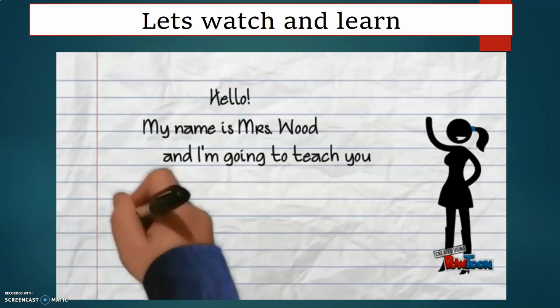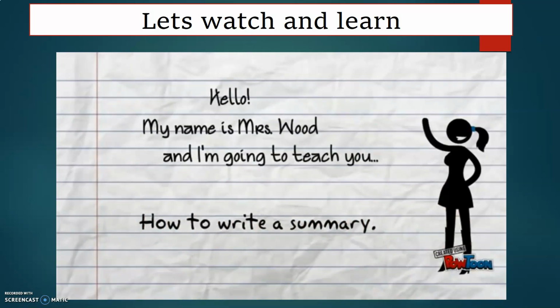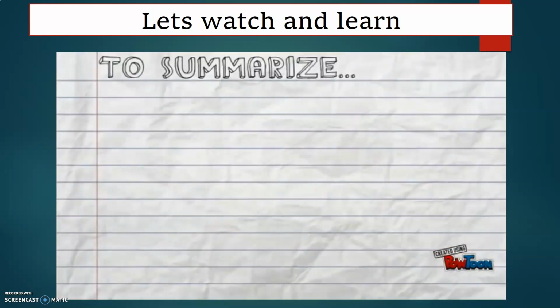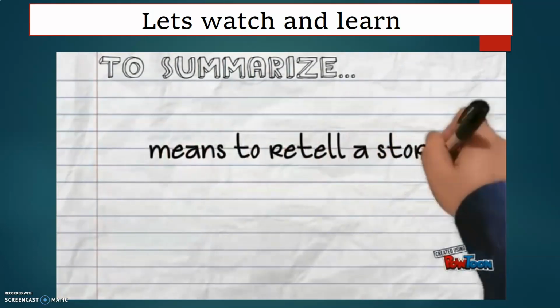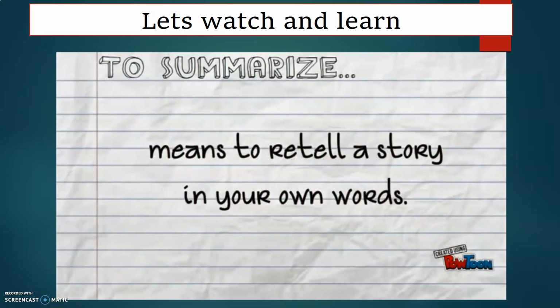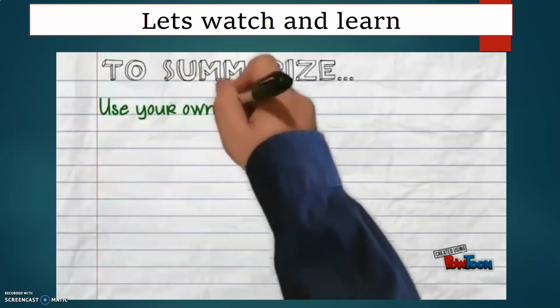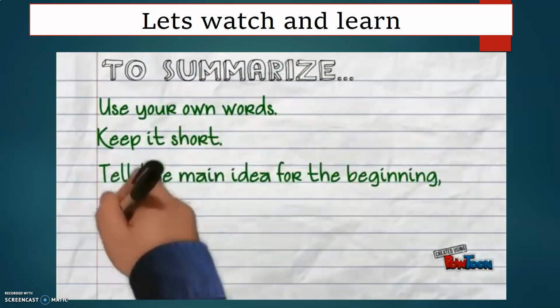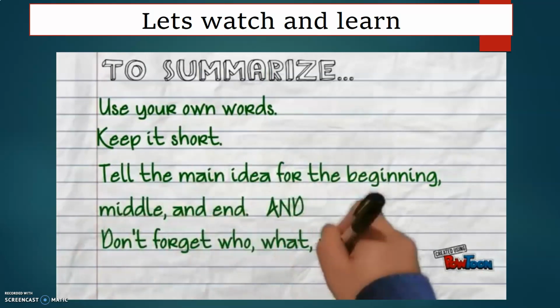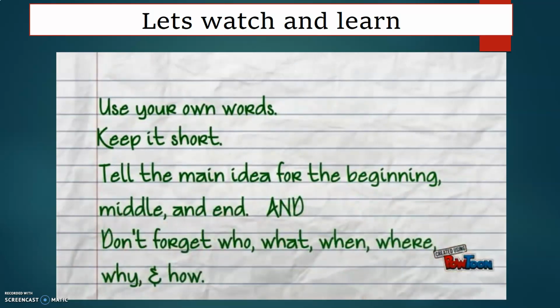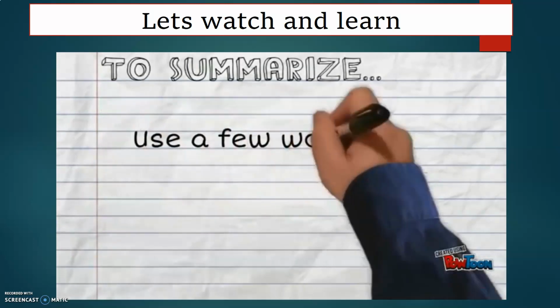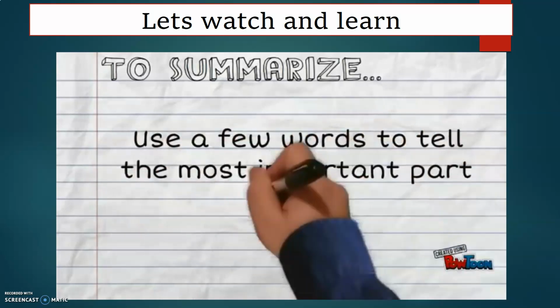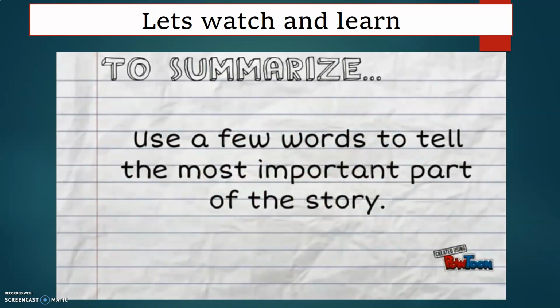Hello, my name is Mrs. Wood and I'm going to teach you how to write a summary. To summarize means to retell a story in your own words. And to summarize, use your own words. Keep it short. Tell the main idea for the beginning, middle, and end. And don't forget who, what, when, where, and why, and how. Use a few words to tell the most important part of the story.